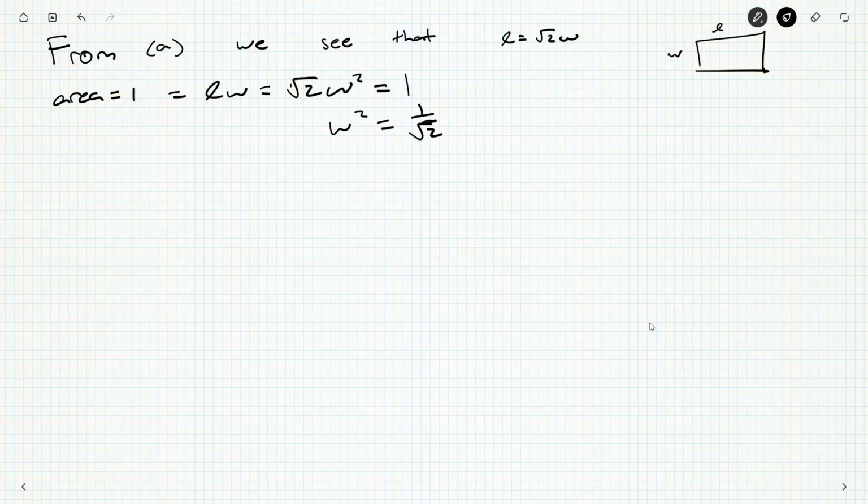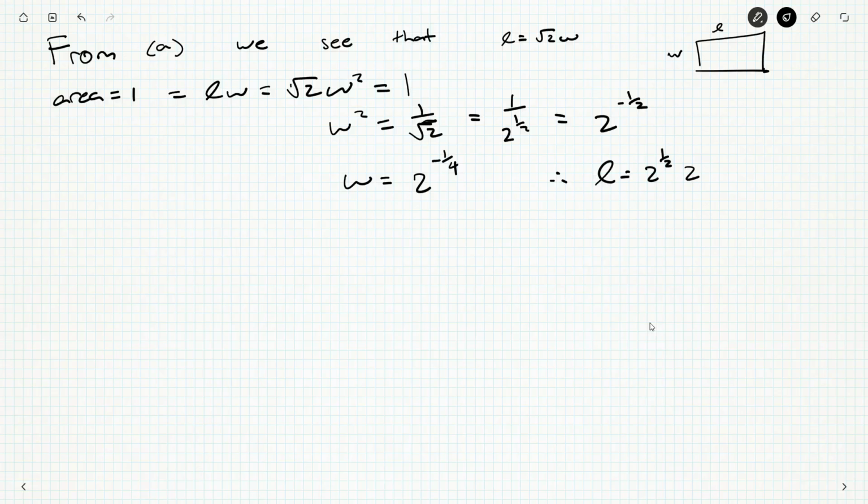And that's going to be 1 over 2 to the 1/2, which is 2 to the negative 1/2. And when we square root both sides, we get W is 2 to the negative 1/4. And L is 2 to the 1/2 times W. So that's going to be also 2 to the 1/4, and W is 2 to the negative 1/4.